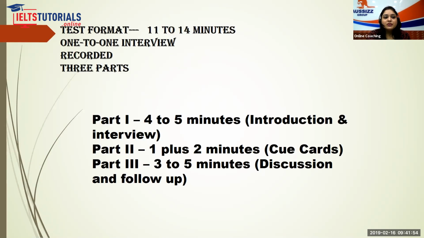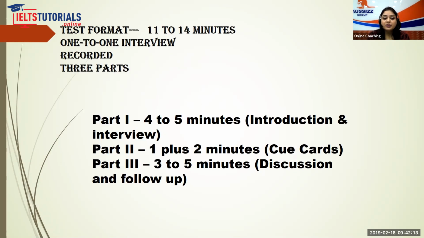Okay, let's move to the first part, that means the speaking component. What is the speaking component all about? The test format is 11 to 14 minutes. It is a one-to-one interview, it is recorded, and it consists of 3 parts. So the whole speaking module is an 11 to 14 minute process.